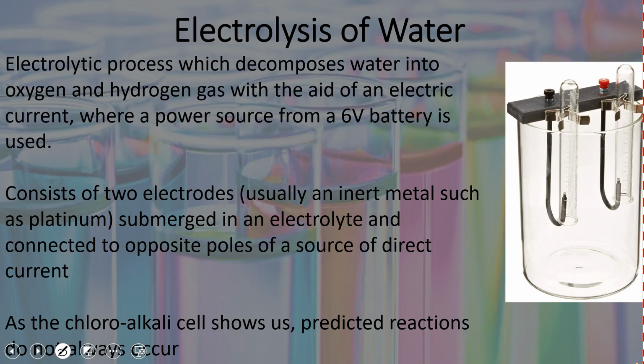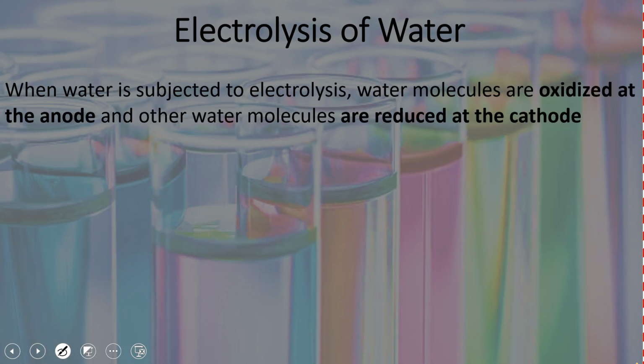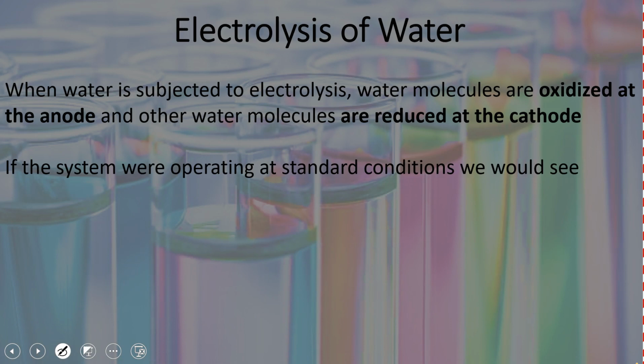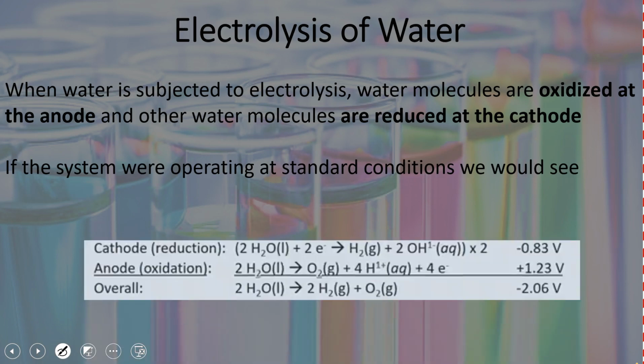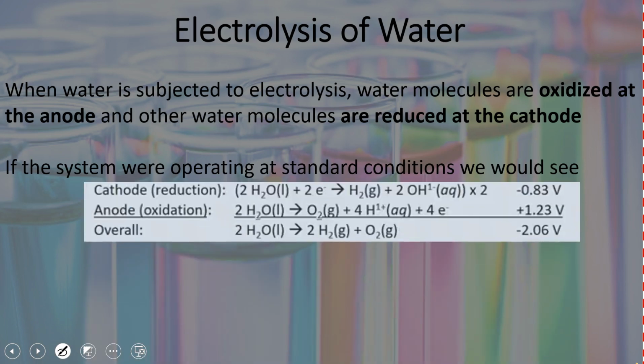So again, that chlorine anomaly shows that the predicted reactions, like the SOA and SRA, aren't necessarily always going to happen. So when water is subjected to electrolysis, water molecules are oxidized at the anode and other water molecules are reduced at the cathode. If the system is operating in standard conditions, we should see essentially the net cell, which is when you take 2 water molecules, you produce double the amount of hydrogen compared to oxygen. And the voltage for that would be the same.